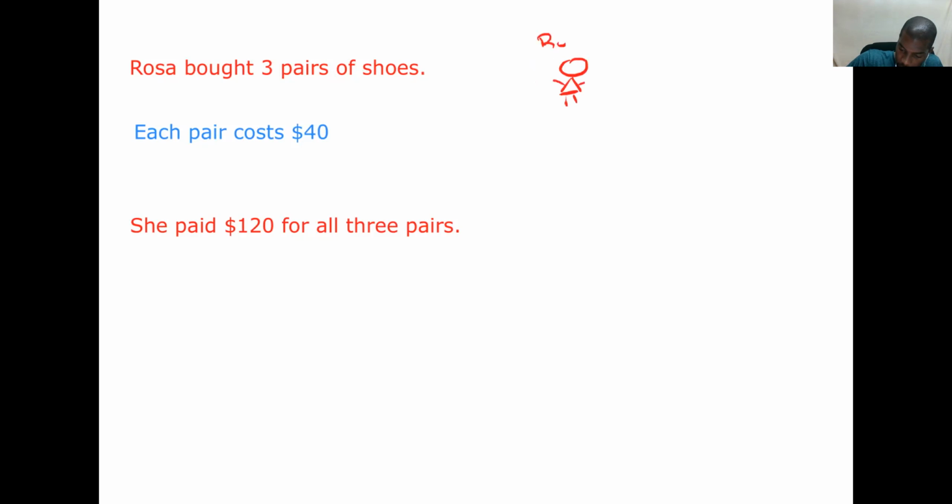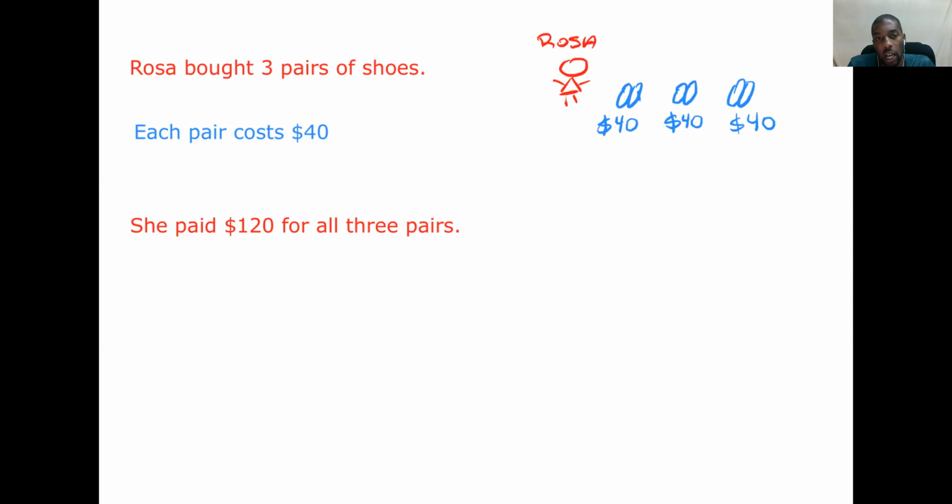Here's Rosa. And what do I know about Rosa? Well, she bought 3 pairs of shoes. So let's draw her 3 pairs of shoes. Again, remember, I like to just draw circles. Here's 1 pair. Here's 2 pairs. There's 3 pairs of shoes, right? And each pair costs $40. So what do I know about each pair? Each pair is 40 bucks. This first pair is 40. This second pair is 40. This third pair is 40.